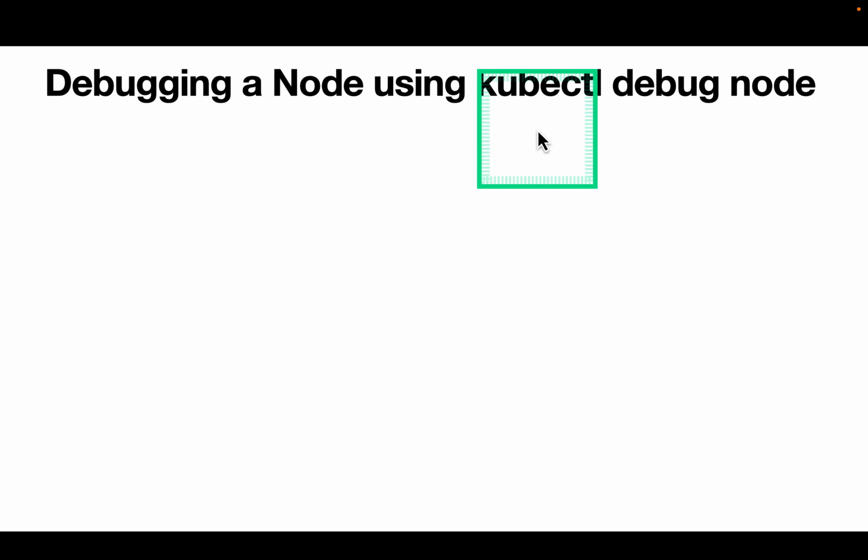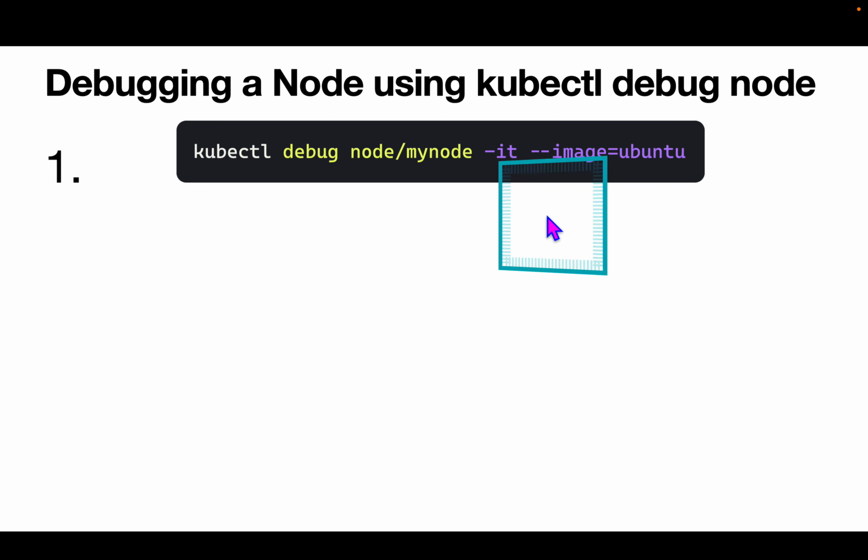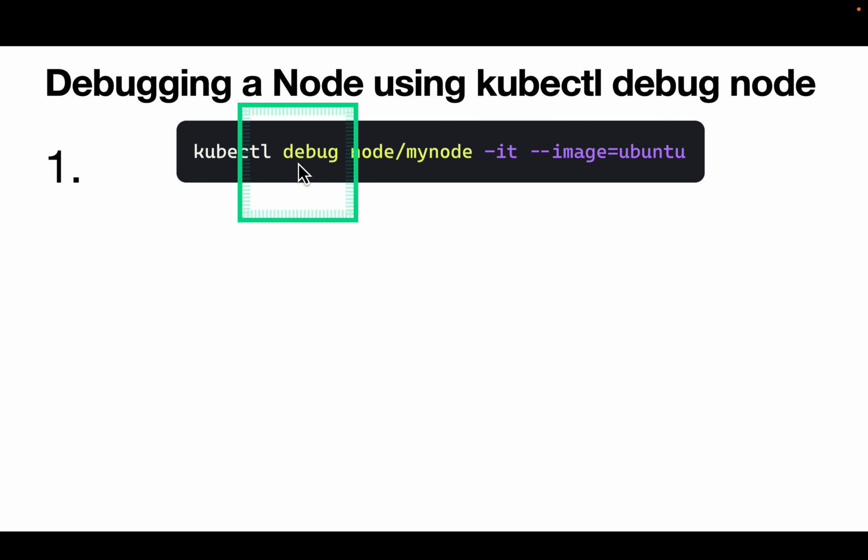Debugging a node using the kubectl debug node command. So you can use kubectl debug node/ followed by the node name. It can be worker1, worker2, whatever node name you have. So you have to do kubectl get nodes first. Then you can do -it. This is for interactive and TTY.